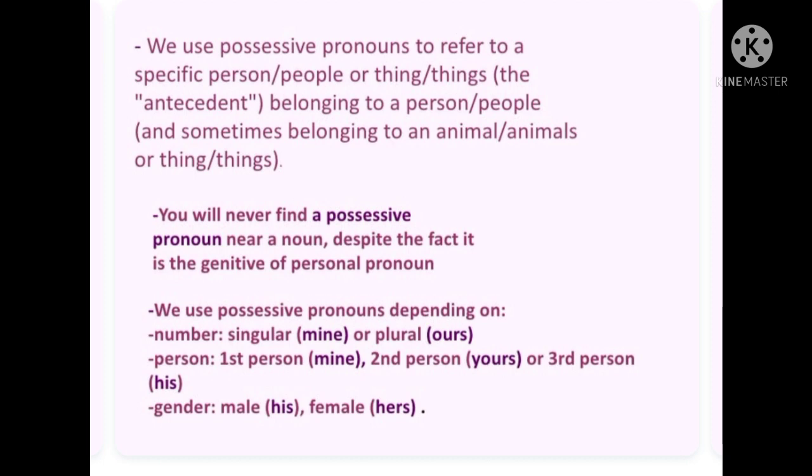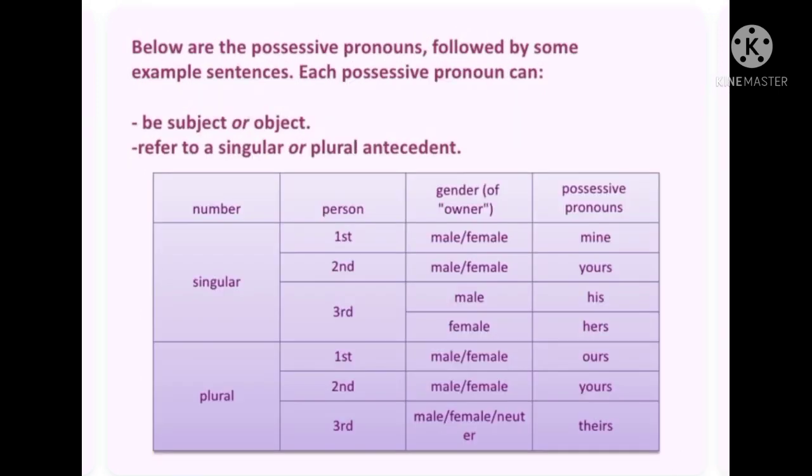We use possessive pronouns depending on number, singular mine or plural ours, person first person mine, second person yours, or third person his, gender male his, female hers. Below are the possessive pronouns, followed by some example sentences. Each possessive pronoun can be subject or object, referred to a singular or plural antecedent.